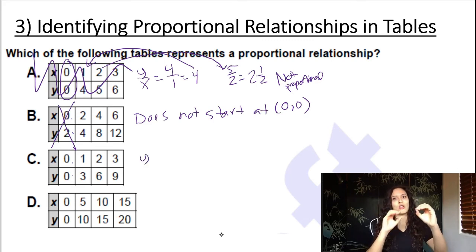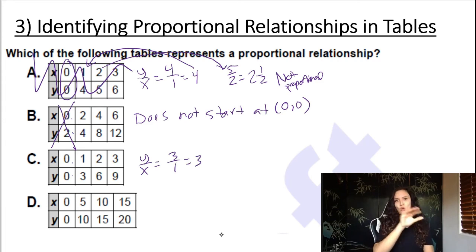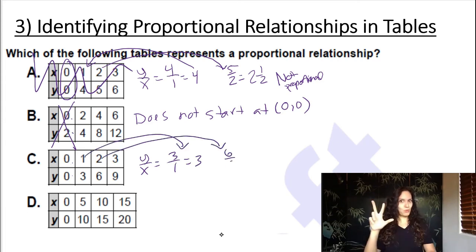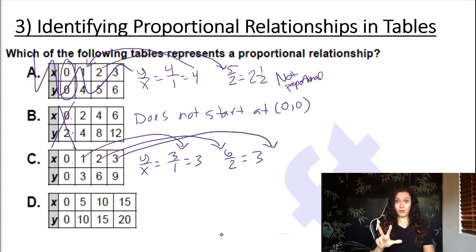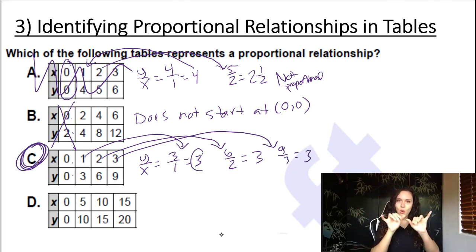All right, let's do y over x. That's 3 over 1. Okay, that makes 3. And then the next one, 6 over 2, because we're doing y over x, that equals 3. Ooh, we're off to a good start. 9 over 3, that equals 3. Ooh, that is definitely proportional. It's the same number over and over again, same unit rate.